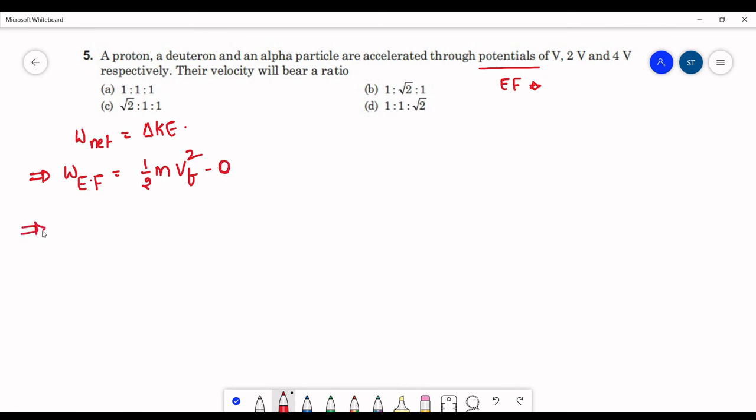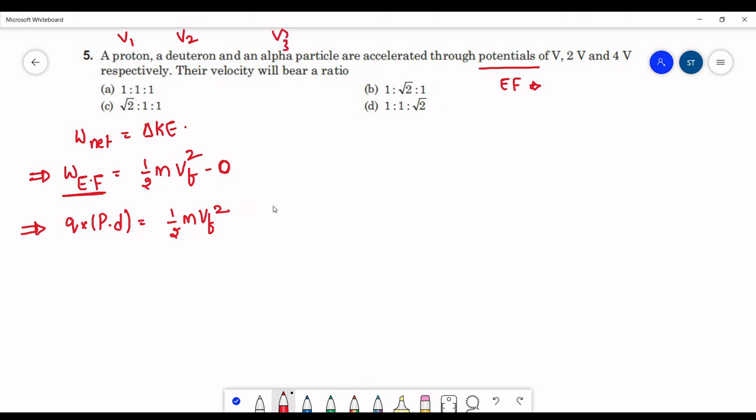Work done by electrical force can be written as charge into potential difference. So here we can write q into potential difference is equal to half m into v final squared. Let us assume this proton is having a final velocity of v1, deuteron v2 and alpha particle v3.